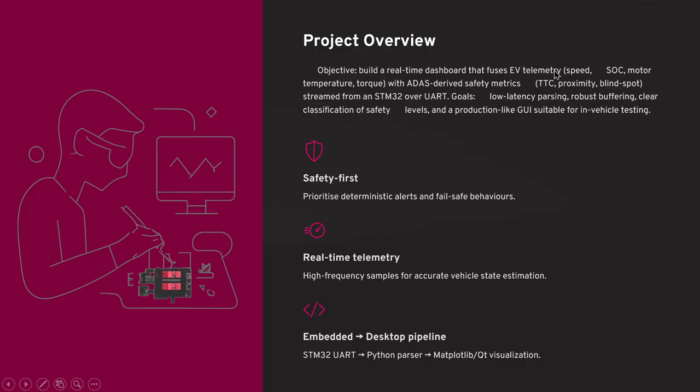It uses sensors, HC-SR04 sensors, to track the distance to the front vehicles, right vehicles, and left vehicles, and it shows this on the dashboard to alert the driver. And we also added TTC, proximity, and blind spots with the use of STM32 and UART protocols.